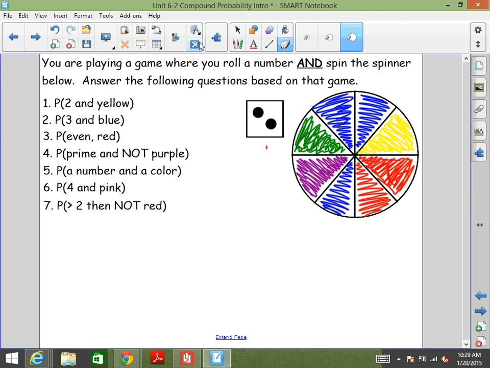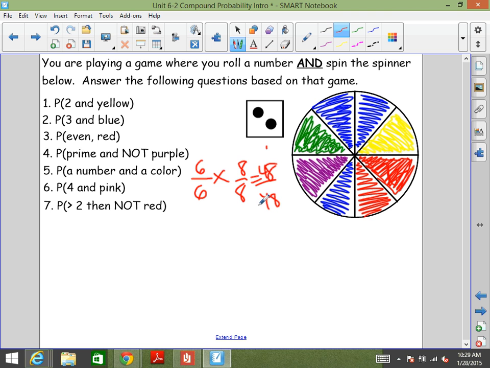Okay, what about number 5? A number and a color. What's the probability of a number? 6 out of 6. Probability of a color. So what will that be? Okay, out of 48. Is that definitely going to happen? What percent would that be? 100%. That's definitely going to happen. Yeah, if you roll this, you're going to get a number. If you spin this, you're going to get a color.